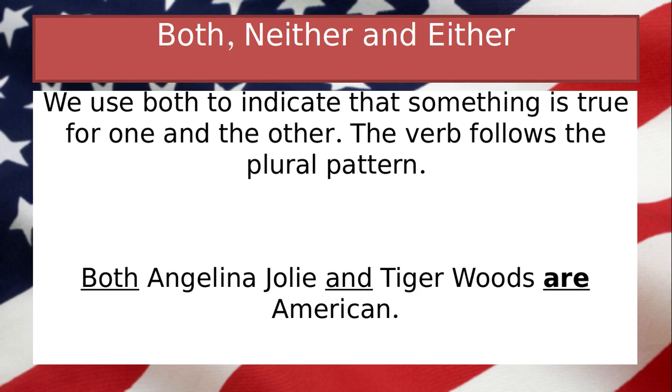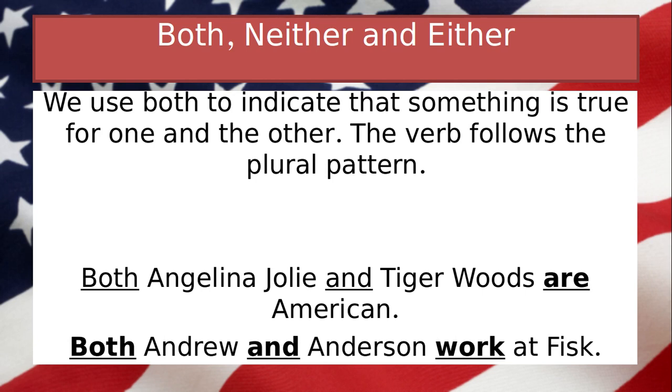The example is, both Angelina Jolie and Tiger Woods are American. She's American, he is American, so they have something in common. We conjugate the verb in the plural form. Both Andrew and Anderson work at Fisk. We are talking about two people, they have something in common, so we use the verb in the plural conjugation.